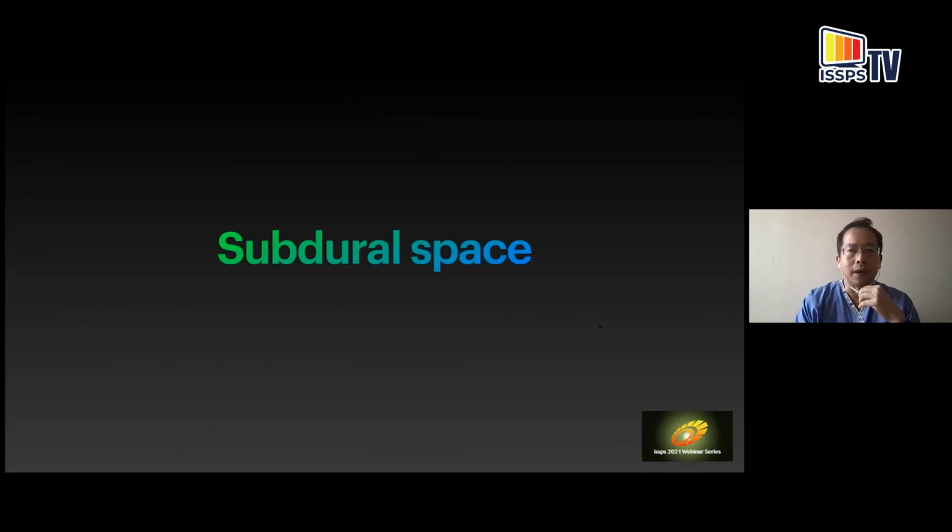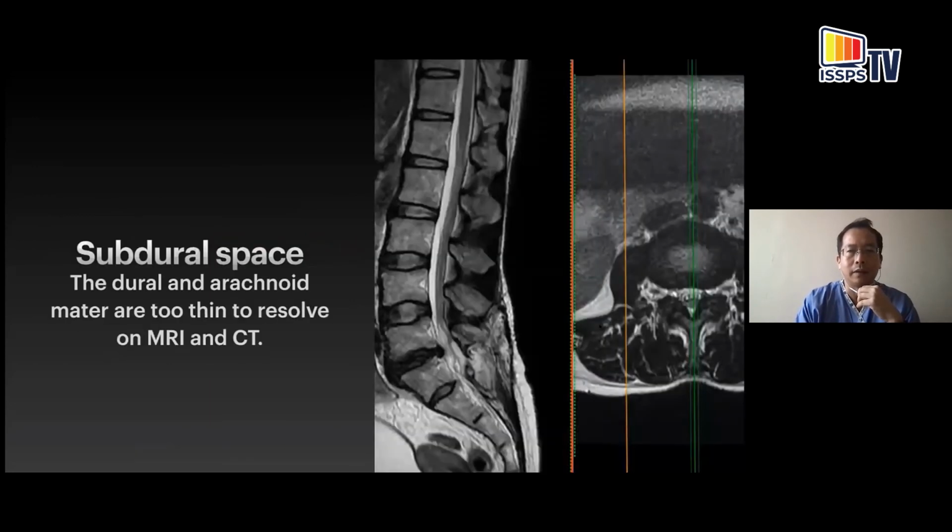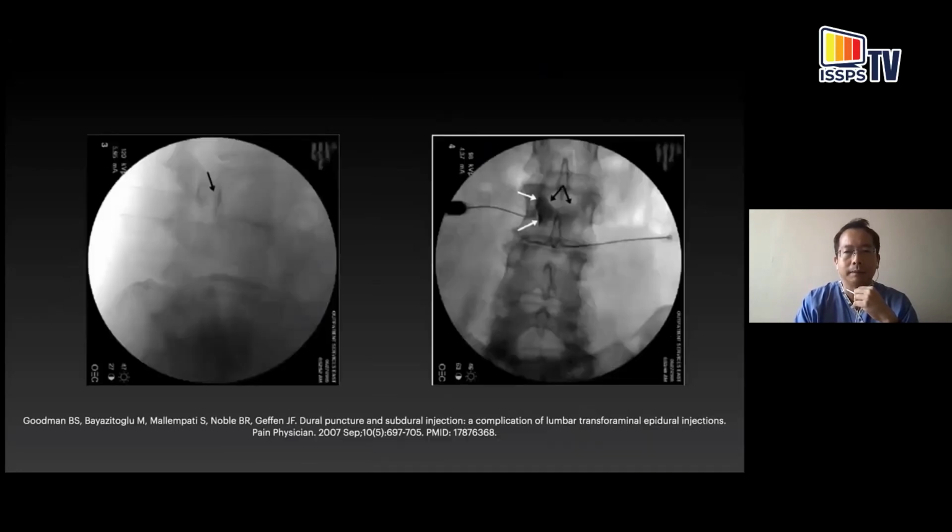On to the topic of subdural space, and we're coming to the end of this talk. Now, remember, the dura mater and the arachnoid mater are very tightly coapted, and you only have a potential space unless it's been damaged, and then they delaminate. So you cannot resolve the two spaces on a normal MRI or CT scan.